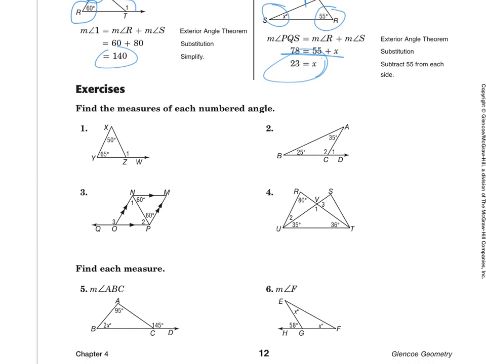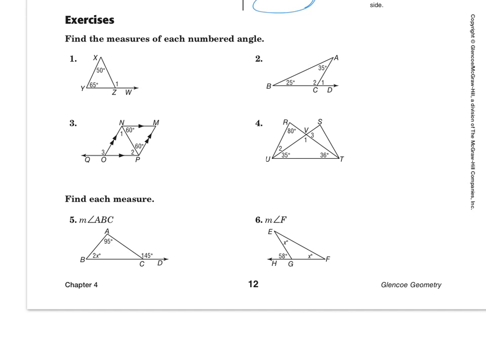Okay, then for the second side of the 4.2 study guide, for 1 through 4, you're going to find the measure of each numbered angle. So you want to identify which one's the exterior angle and then set up the equation. And on 5 and 6, you're going to find the measure of x using the exterior angle theorem.